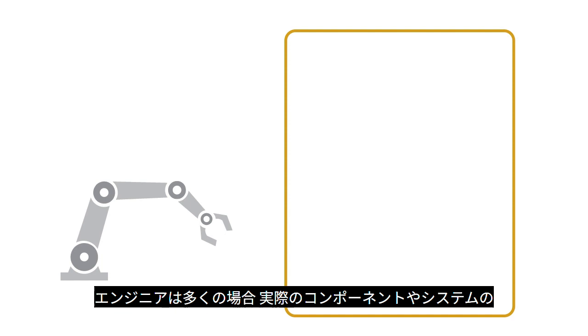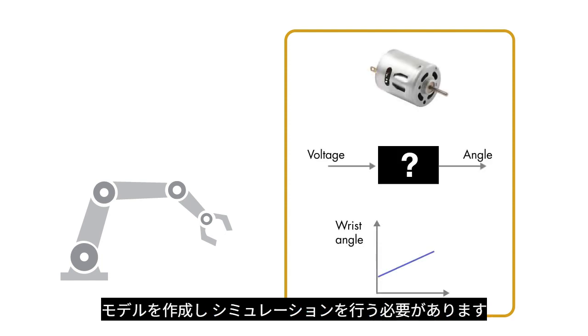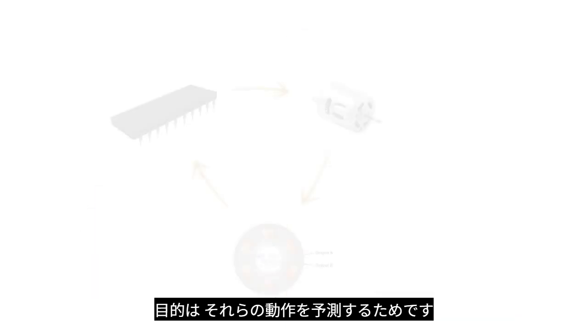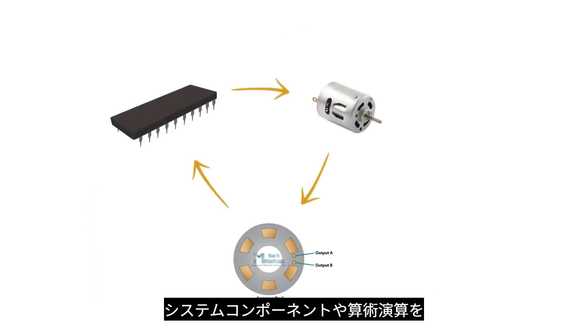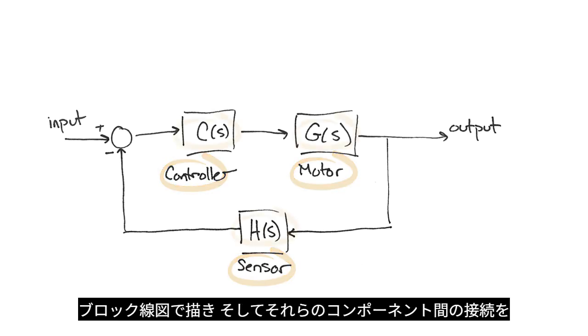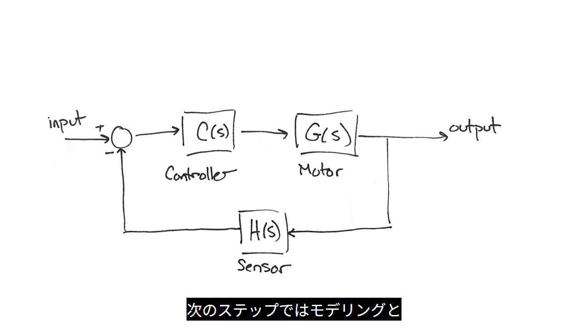Engineers often need to create and simulate models of real-world components and systems in order to predict their behavior. A common way to do this is to start with a block diagram, which is a visual representation of system components, their underlying math, and the connections between these components. The next step is to move from the block diagram to simulation. That's where Simulink comes in.